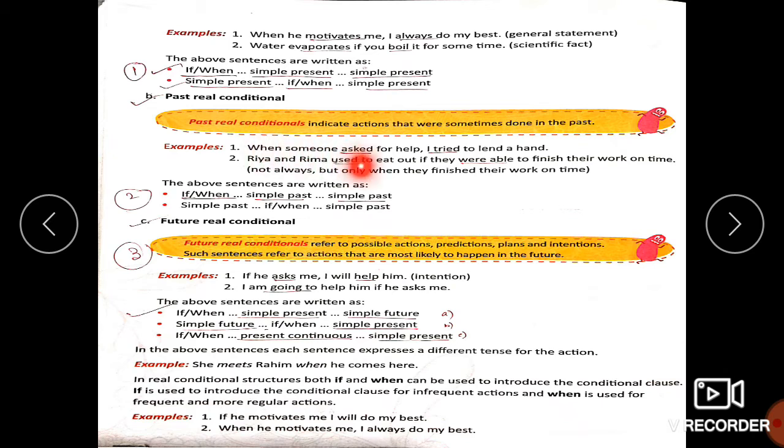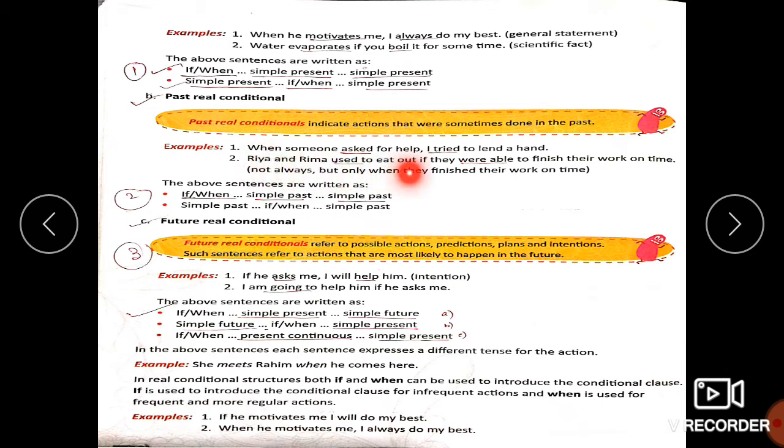Example, when someone asks for help, I try to lend a hand. So when someone asked for help, I am talking about some action, some circumstance or experience in the past. I tried to lend a hand. This is something which I practiced in the past.